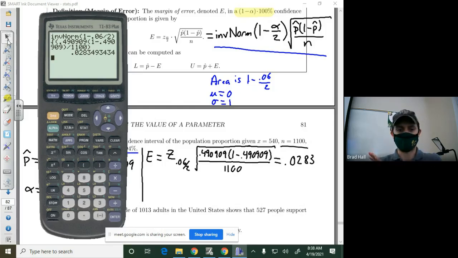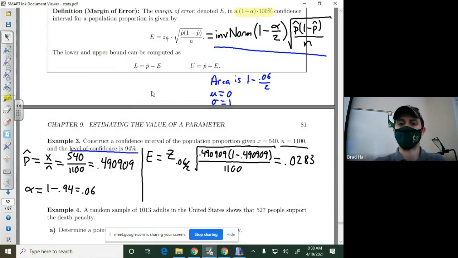And if everyone types in everything just like that, you should get 0.0283, unless I typed in something wrong, which it seems fine on my end. Can a fancier calculator person confirm this is what you got? That's what you got. Okay, so I'm going to trust that. If not, I'll leave it to you to try to figure out what went wrong.